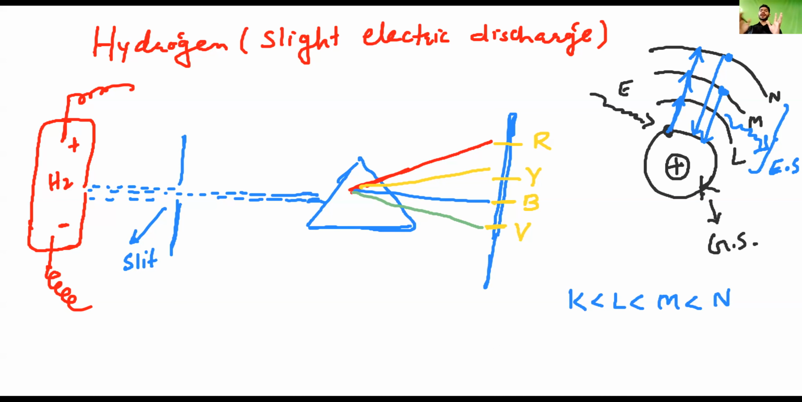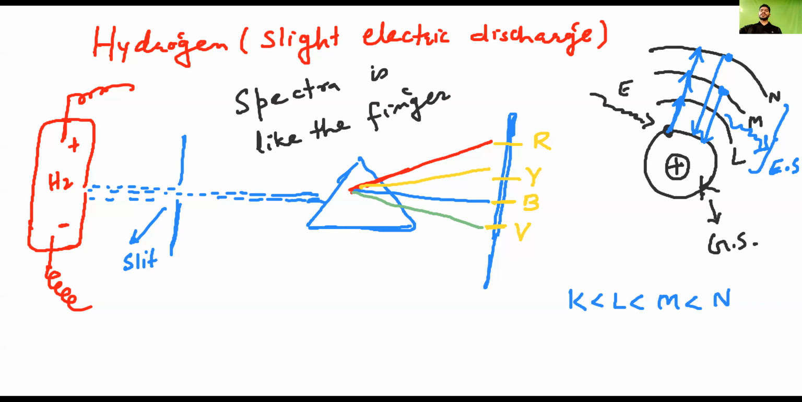That is why I told that each and every element has different spectra. The spectra of 2 elements cannot match. It is always different. And that is why I told that this spectra is just like fingerprints. You have to remember this, that spectra is like fingerprints. So that means as fingerprints are different, the spectra of each and every element is also different. So have you got this?